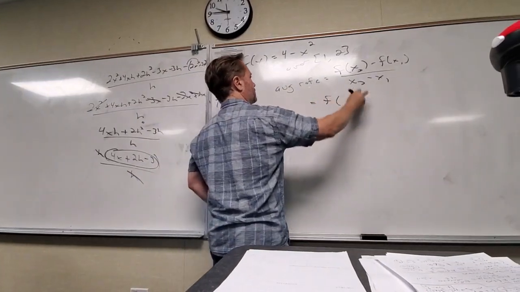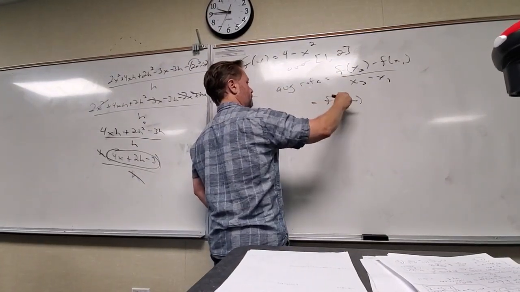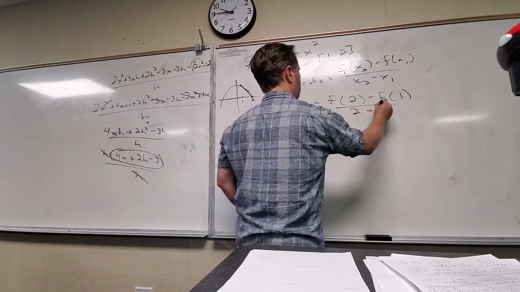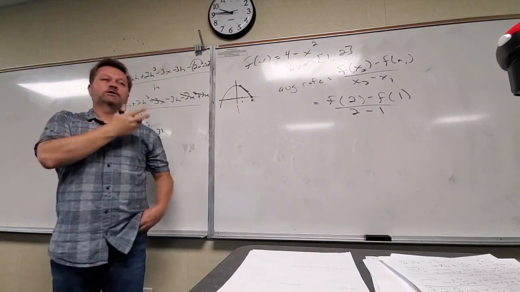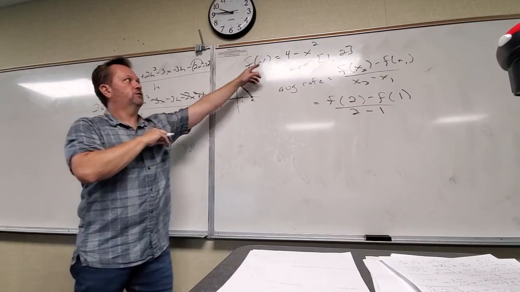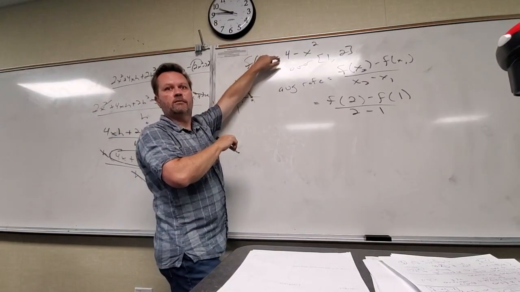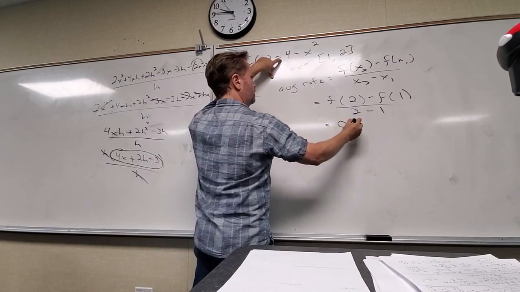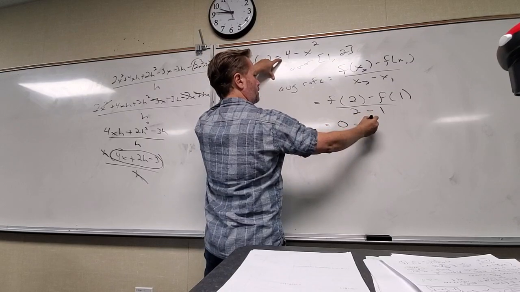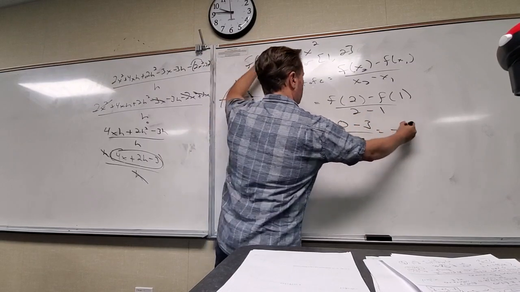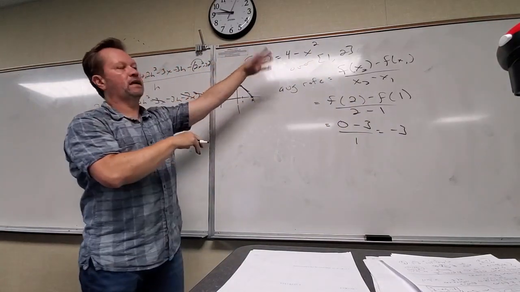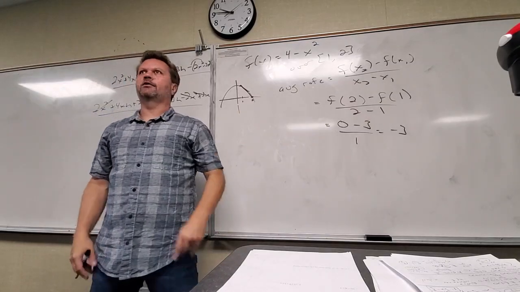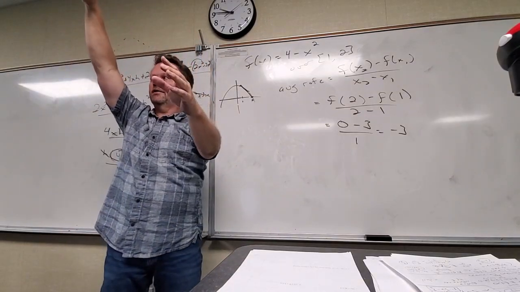So this would be f of, what's the second input? 2. What's the first input? 1. Second input minus first input. And now you just figure out what f of 2 is. What is f of 2? 4 minus 2 squared, which is 0. What's f of 1? 3. So you get negative 3. And if this was a profit function, I would say it's in the thousands maybe. So from year 1 to year 2, we lost $3,000. Our profit went down by $3,000 a year.